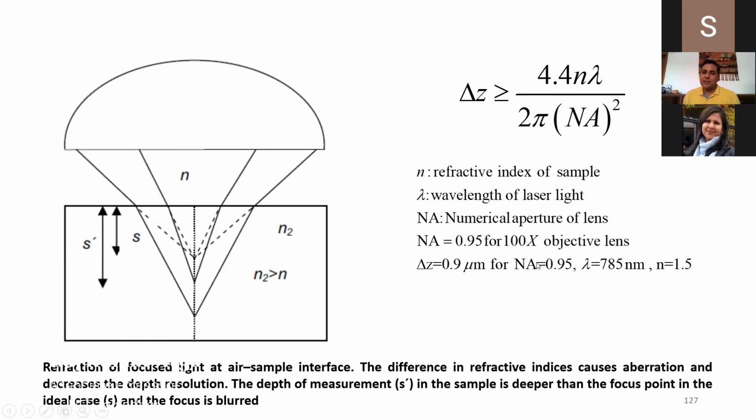For a 100x objective lens, the numerical aperture is 0.95. If you substitute, delta Z comes to 0.9 micrometers, which means something less than 1 micrometer. So this gap is about 1 micrometer. If a 1 micrometer gap is fine for your data collection, it's okay. The next depth should then be 2 micron or 4 micron. If you go only 1 micron, you will not be able to quantify, because the depth resolution itself is 1 micron. So you have to go for a step size larger than the depth resolution of your system. Is that clear?